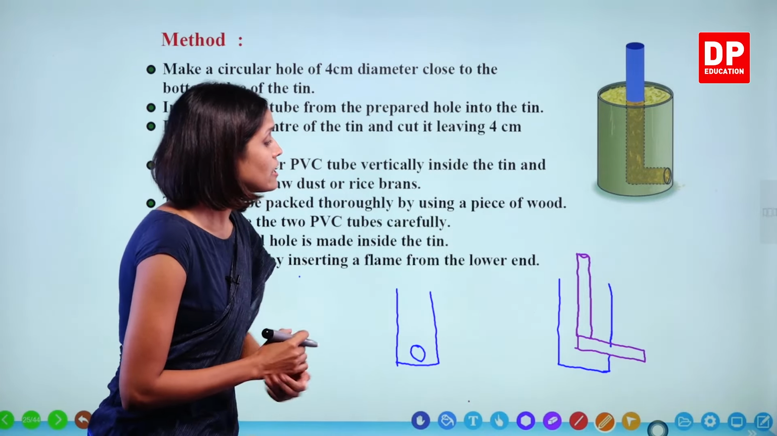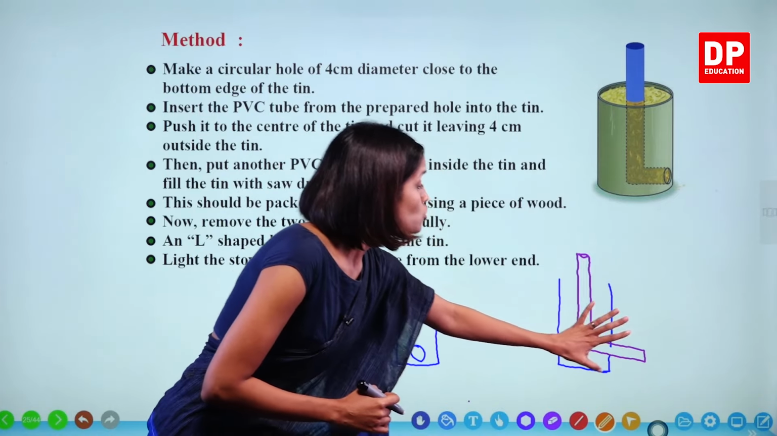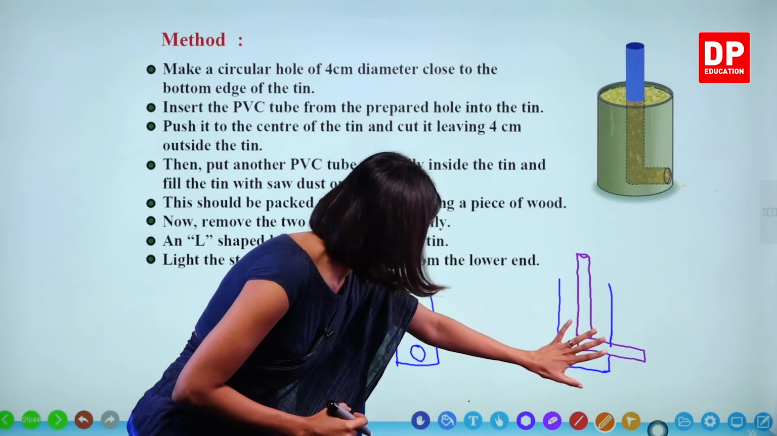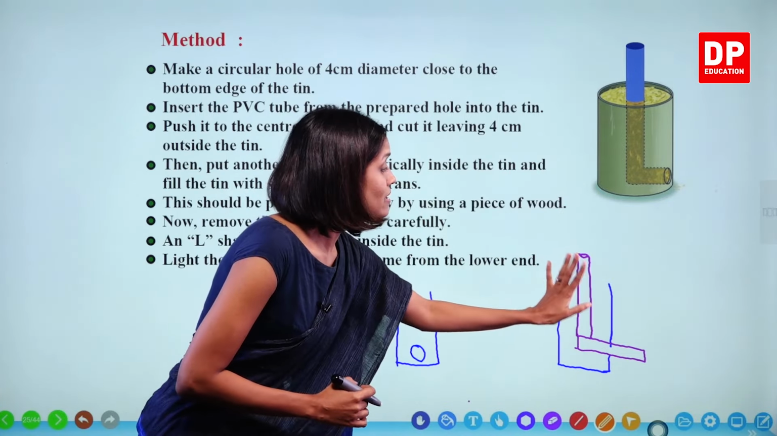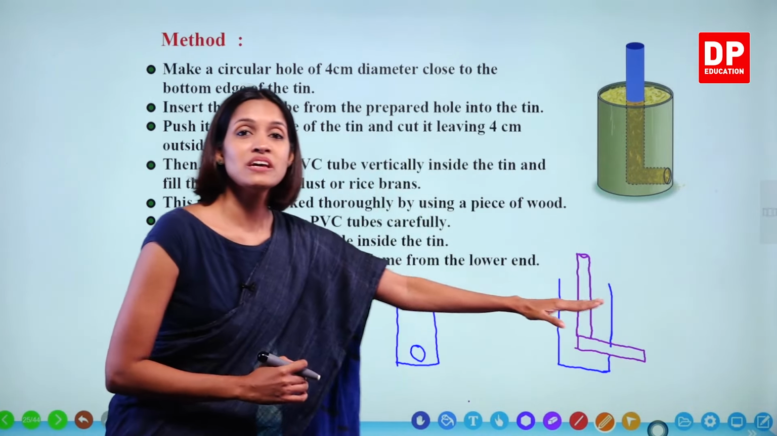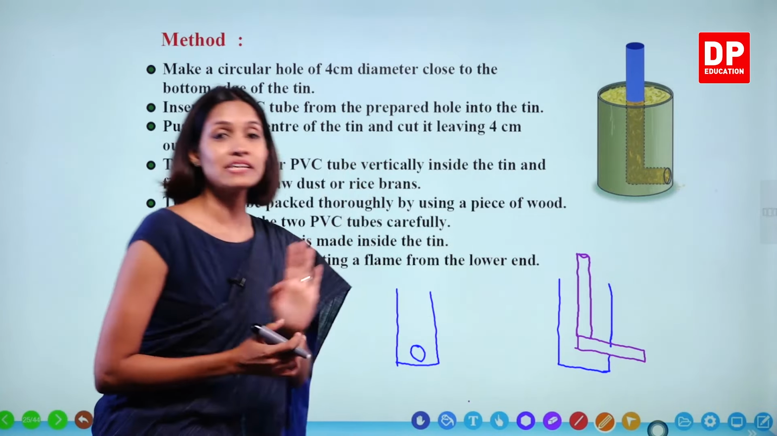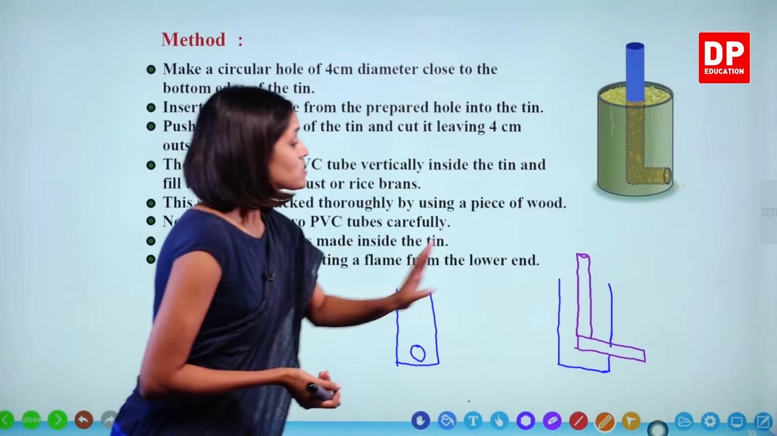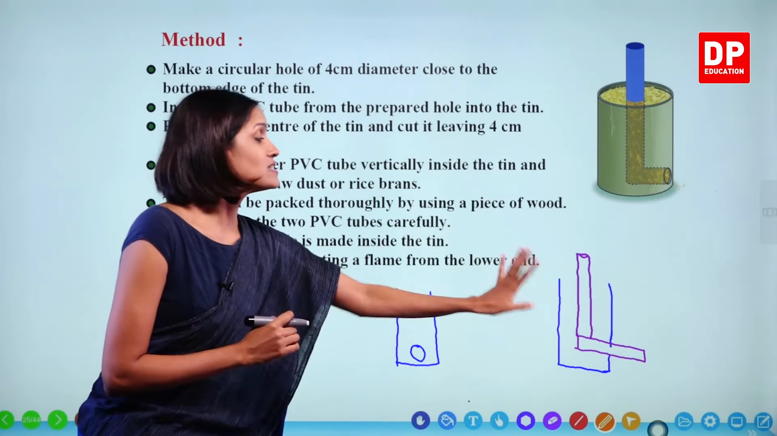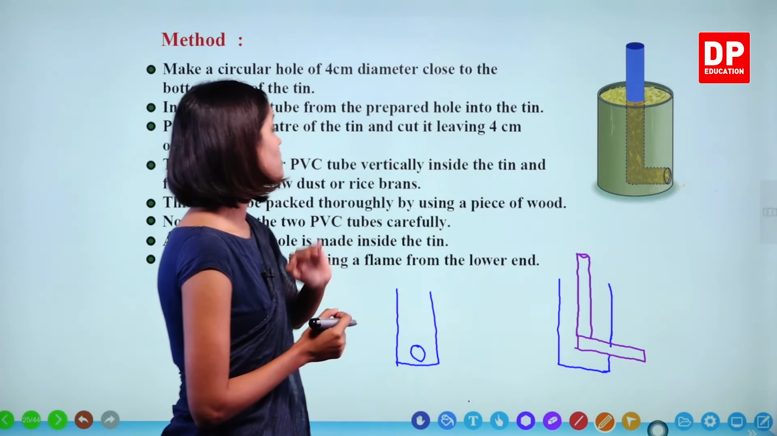That is because, children, after filling this entire tin, you have to remove these 2 PVC pipes. So only if the sawdust is tightly packed inside this tin, it will remain as it is. Otherwise, when we try to remove these 2 PVC pipes, the entire amount will fall into the holes inside the sawdust stove. So that is why, to prevent that, it should be fixed firmly inside the tin as we mentioned. Right, children? This should be packed thoroughly by using a piece of wood.